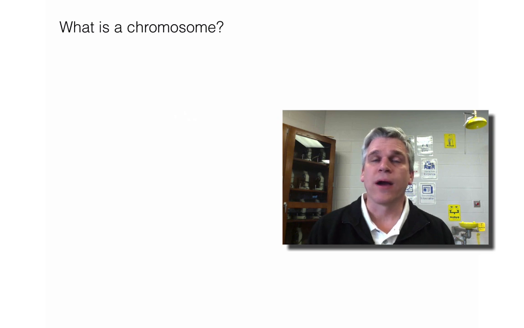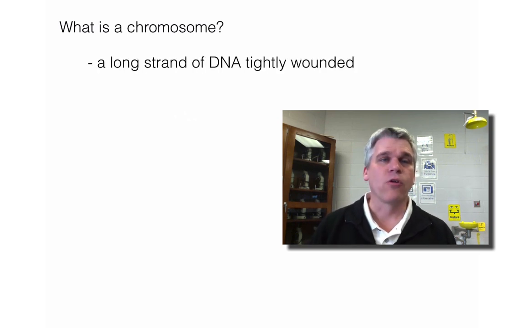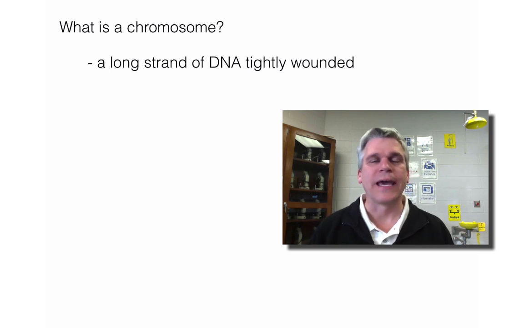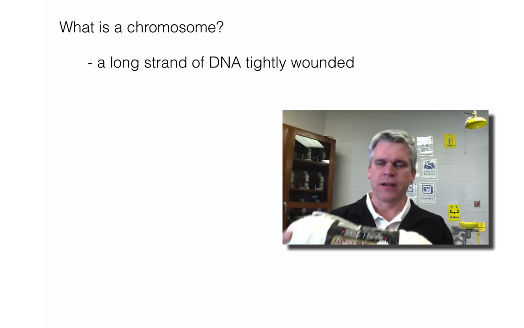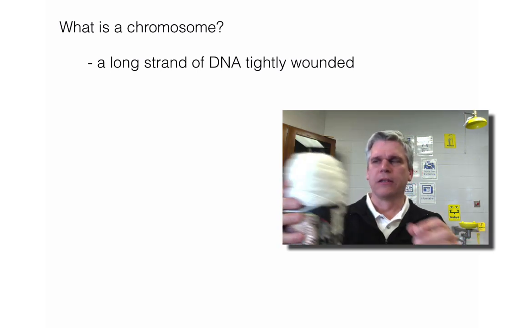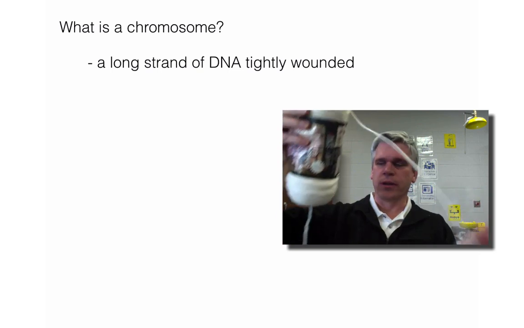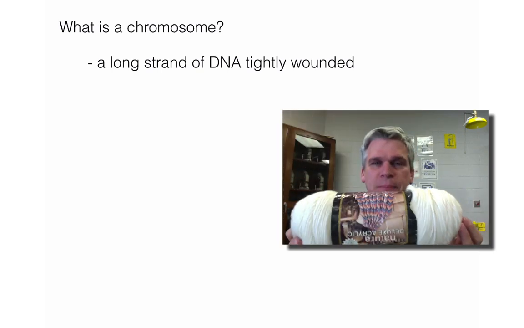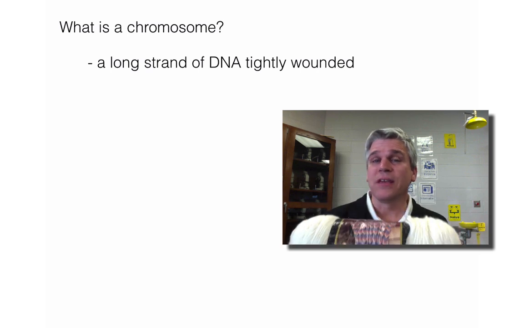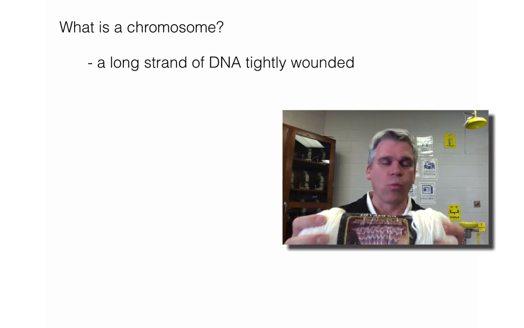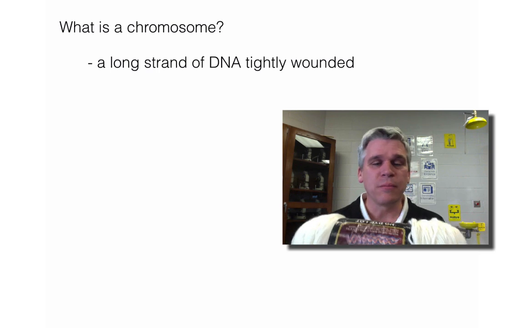Before we get into the process of mitosis, we need to talk about what a chromosome is. A chromosome is simply a long strand of DNA that is wound tightly together. It's kind of like this skein of yarn. I mean, this is just one long strand. There we got one end and there's the other end, and it's all tightly packed together. And chromosomes are doing the same thing in our cells. They wind themselves up so they don't take up much space.